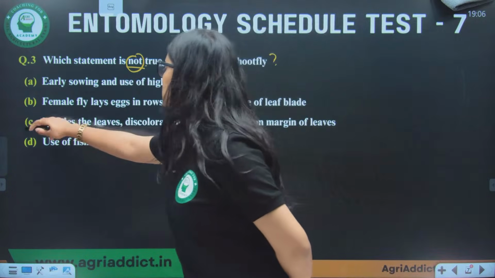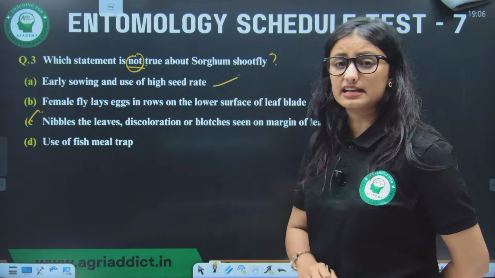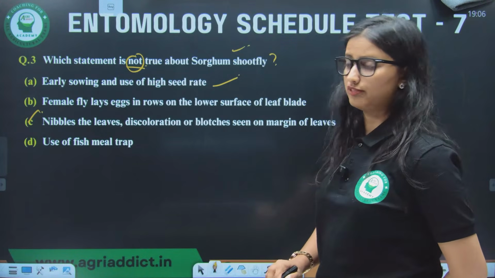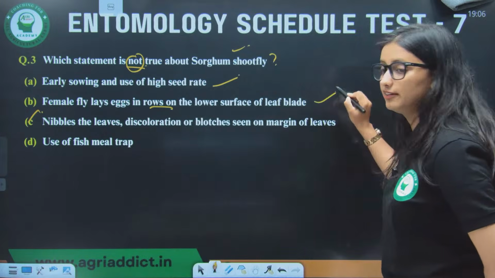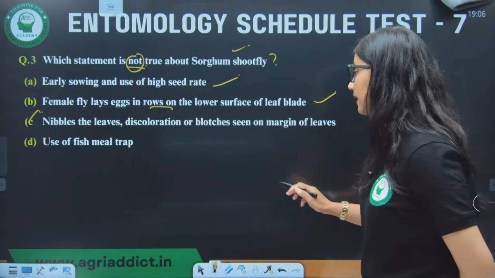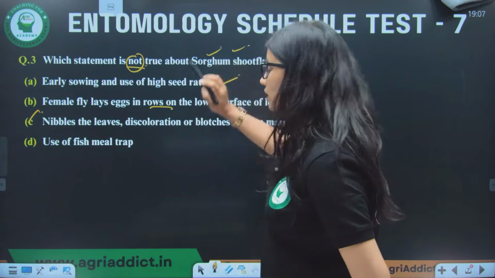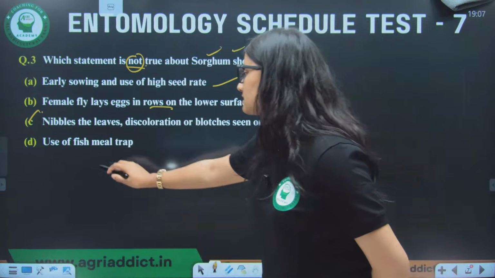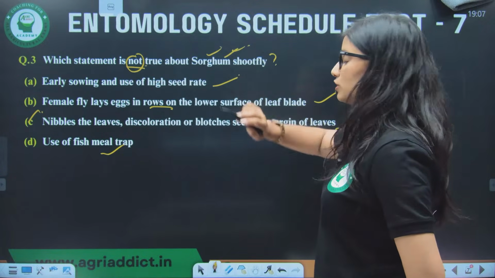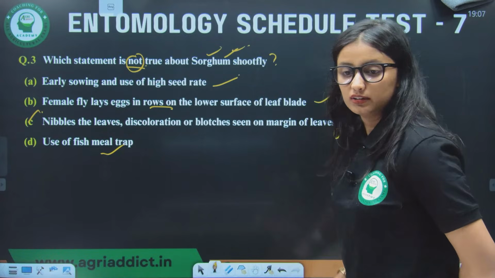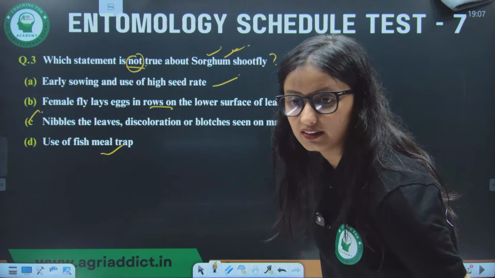Very good. C is the correct answer. Early sowing and use of high seed rate is correct in case of sorghum shoot fly. Female fly lays eggs in rows on the lower surface of the leaf blade. This is also correct. But nibbling is not the character of sorghum shoot fly. And last, use of fish meal as a trap is also used in case of sorghum shoot fly. Very good, Devi Priya, good. Rahul Verma, very good.